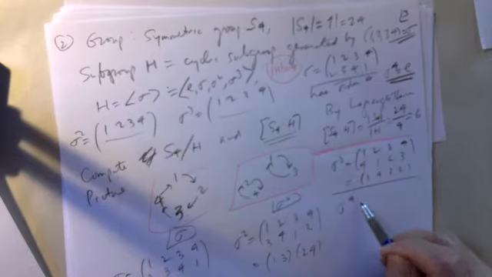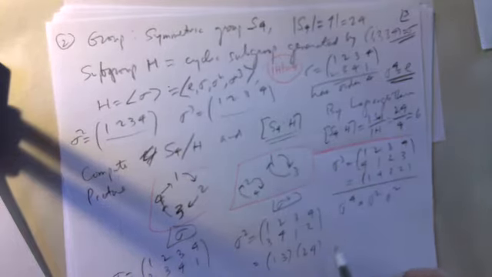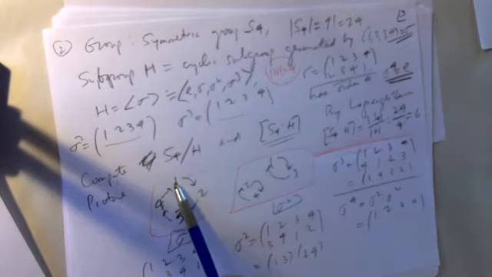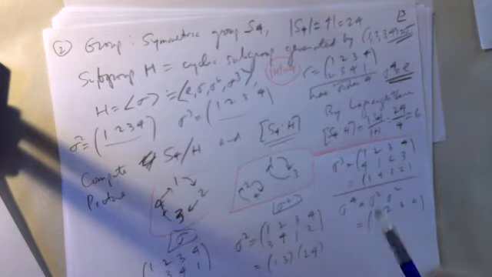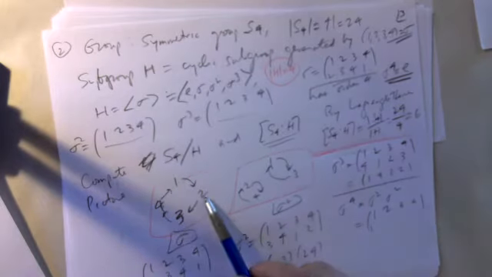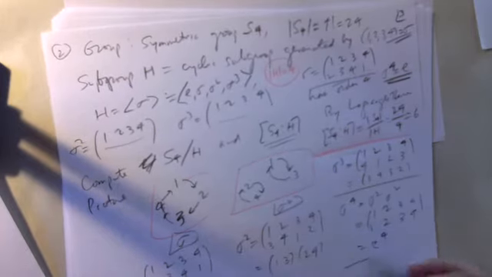And what is sigma to the 4th? Well, this is sigma squared times sigma squared. Sigma squared sends 1 to 3, and then sigma squared again sends 3 back to 1. Or if you go 4 times around the loop, 1 goes to 2 to 3 to 4 to 1. 2 goes to 3 to 4 to 1 to 2. Everything goes all the way around the loop, and sigma to the 4th is the identity.